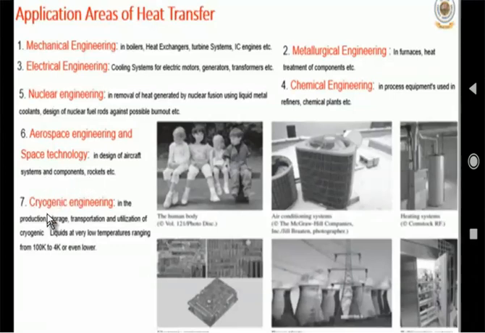Next one is cryogenic engineering. In cryogenic engineering, you can use this heat transfer concept in the production, storage, transportation, and utilization of cryogenic liquids at very low temperature, ranging from 100 Kelvin to 4 Kelvin or even lower. So these are some application areas of heat transfer.